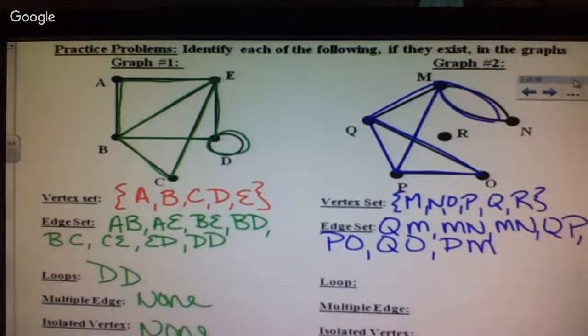Is there a loop in this picture? No. No. Do we have multiple edges? M to N is my multiple edge. Again, you can get that from the picture, or you can get that from the fact that you wrote it twice on here. And do I have an isolated vertex? R. Take a minute or two and try 3 and 4 on your own.